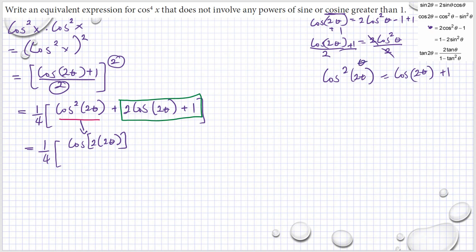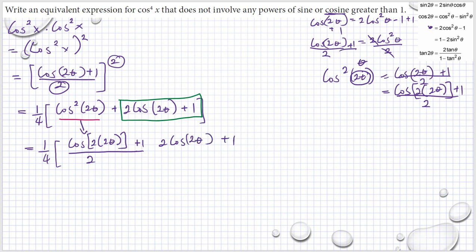This is our theta. So we need to substitute the theta. So cosine 2, and our theta is the whole thing inside the parentheses, 2 theta, plus 1. And then we have plus 1 there, divided by 2. We still have divided by 2. Sorry, I forgot. Okay, plus 2 cosine 2 theta plus 1.